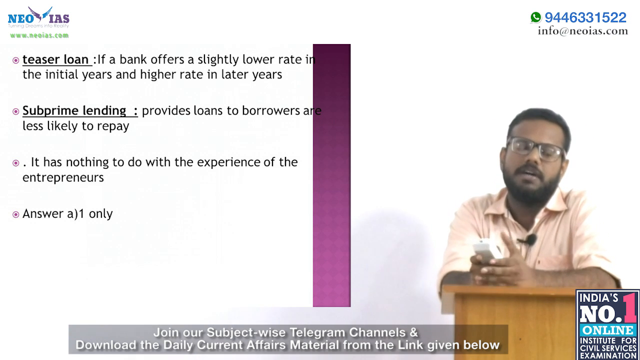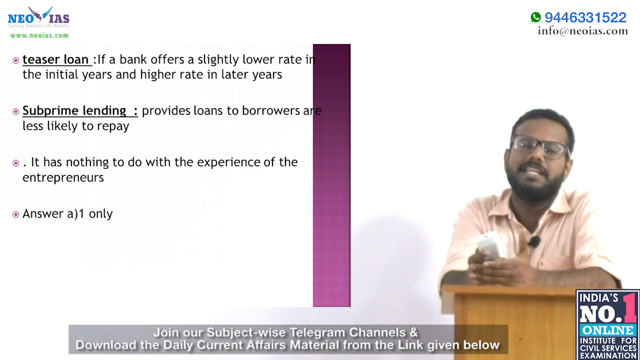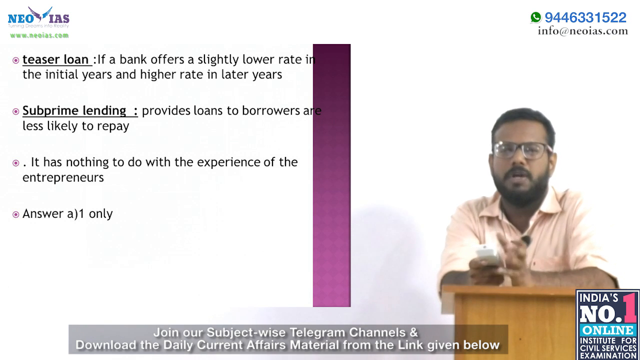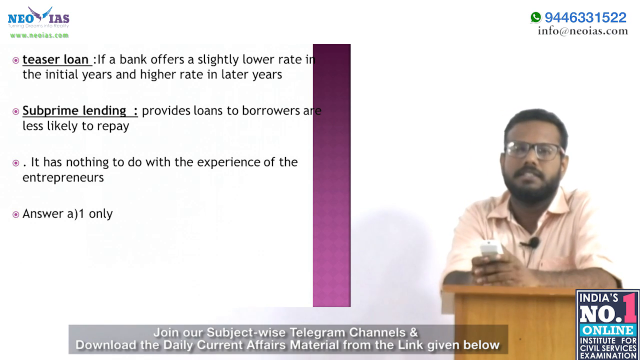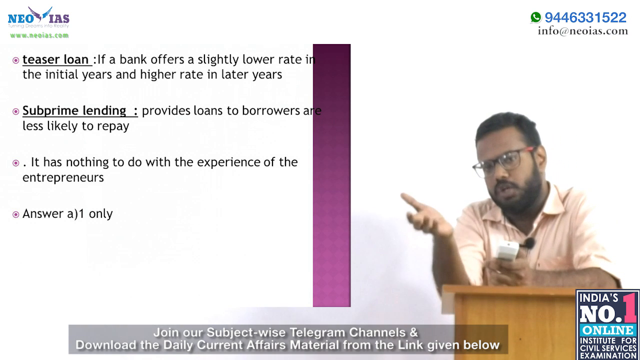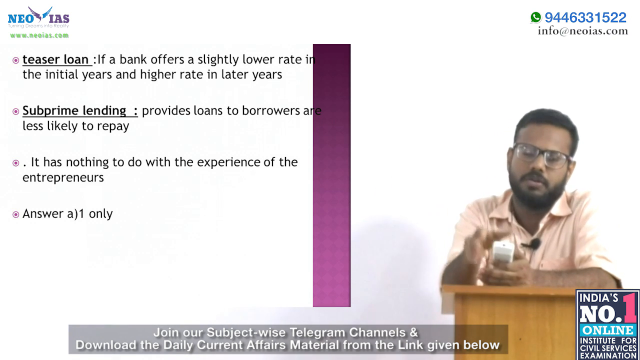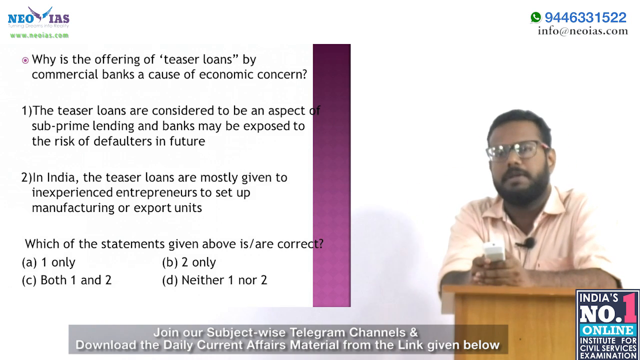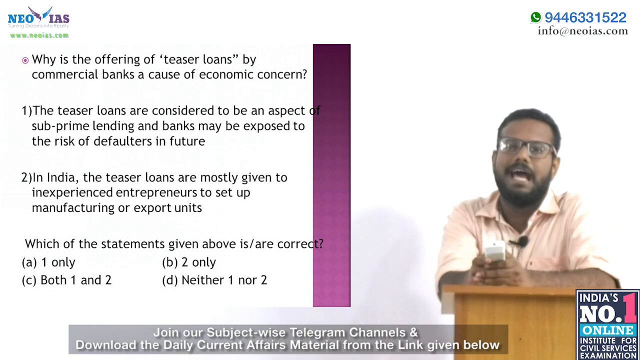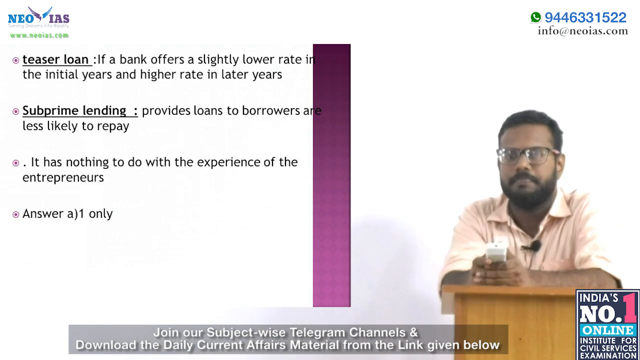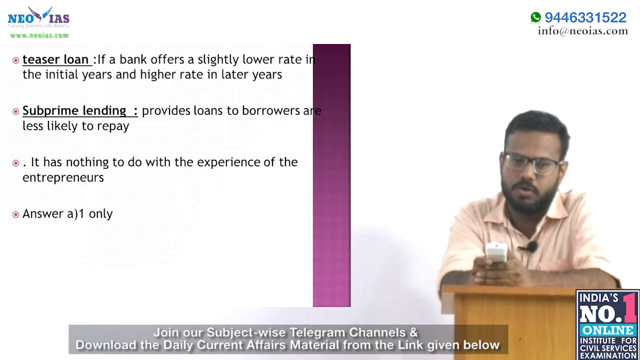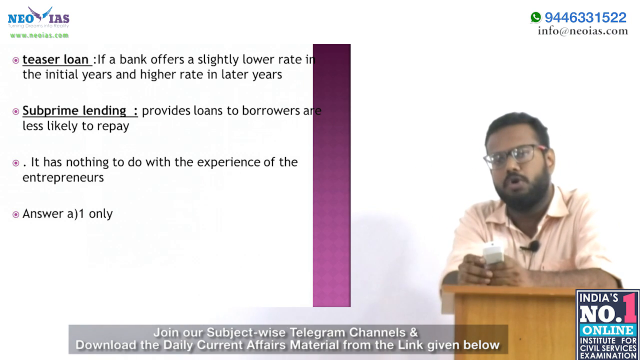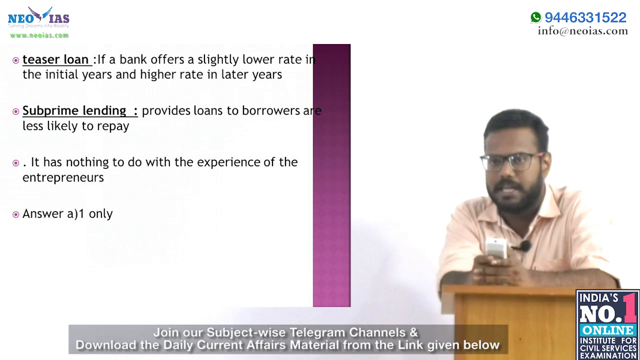And the RBI observed that many banks, at the time of the initial loan appraisal, do not consider the capacity of the borrower. So the RBI observed that banks give teaser loans without understanding or without considering the borrowing capacity of the borrower. So statement 1 is right, because teaser loans are considered to be an aspect of subprime lending. Subprime lending means lending loans to persons who are less likely to repay. And the RBI observed the same fact about these teaser loans. Fine, statement 1 is right.